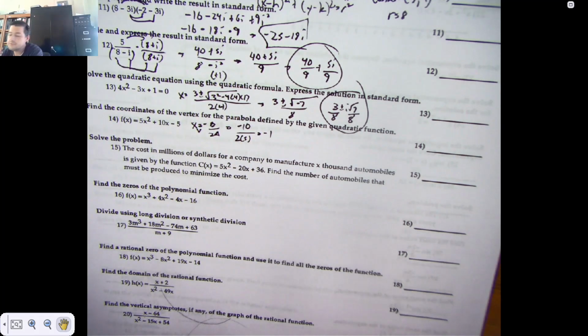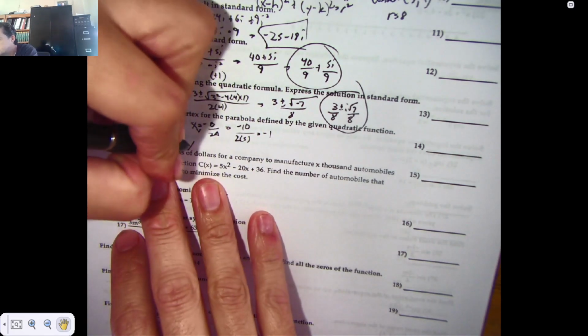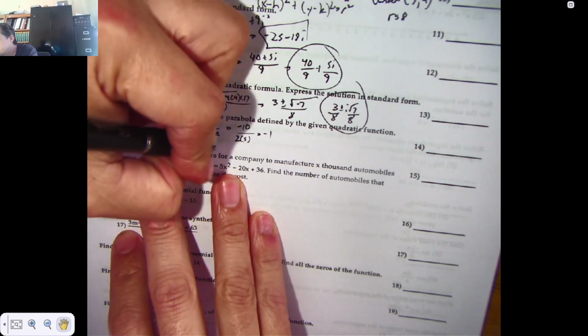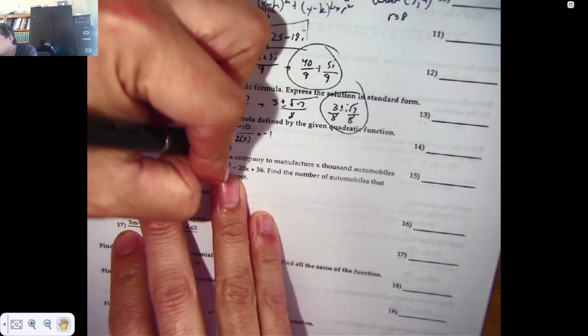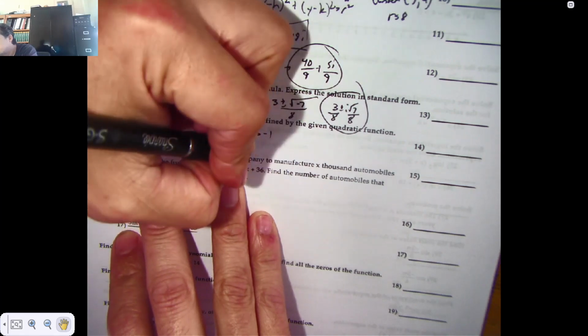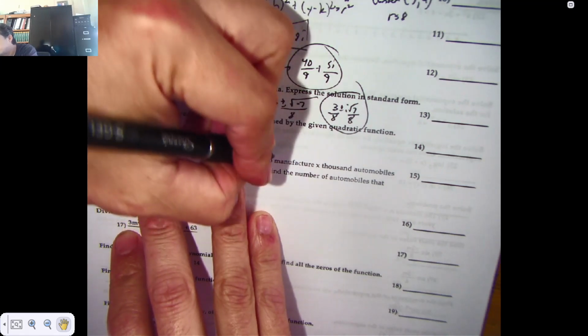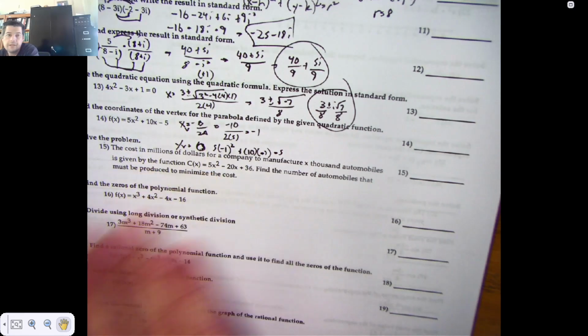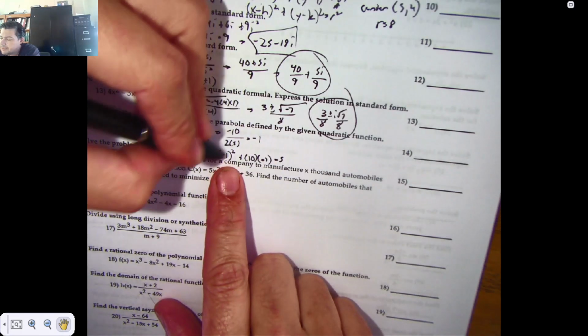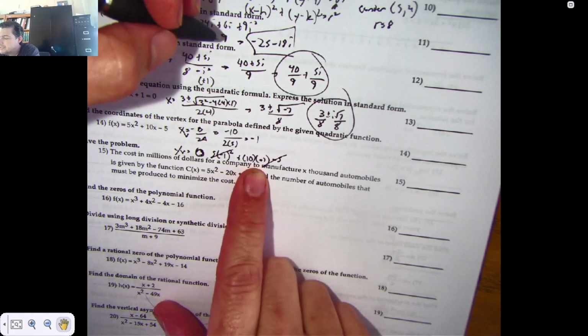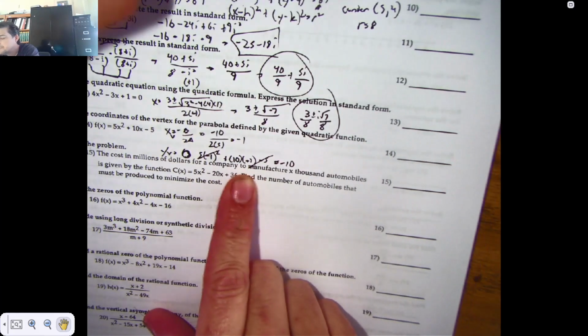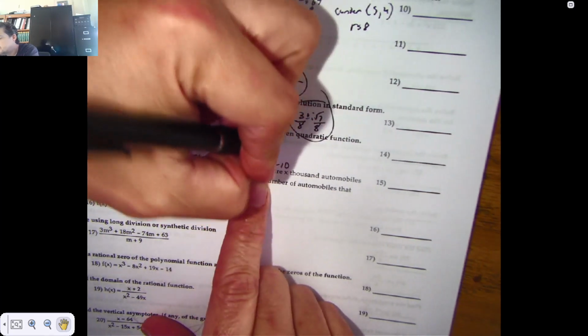Since you have x, find y by plugging it in. The y coordinate of the vertex is going to be 5 times -1 squared plus 10 times -1, minus 5. I don't know why I used a double set of parentheses on that, but whatever. That's going to make 5 minus 10 minus 5, which is -10. So the coordinates are -1, -10.